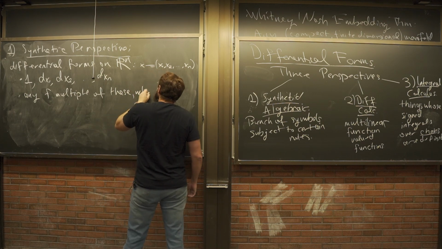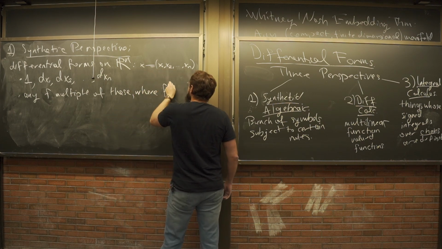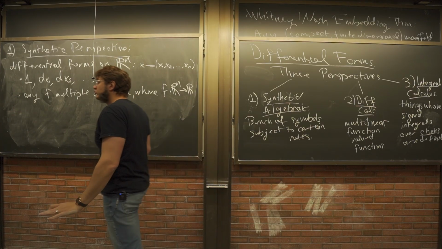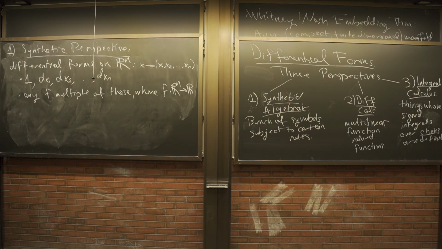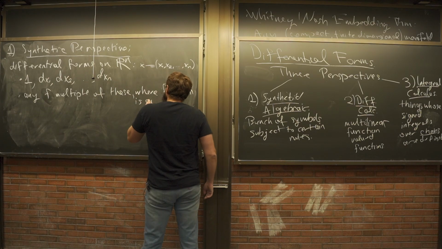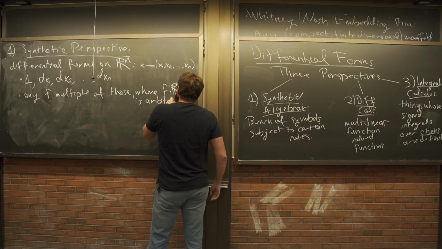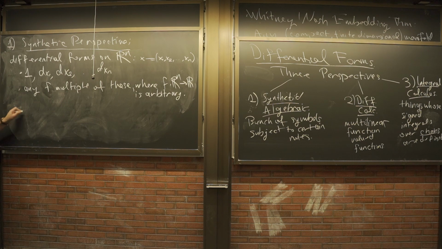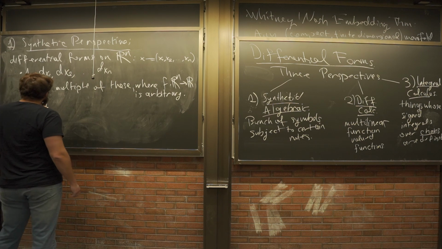So where f is some function defined on Rn, taking real values. It is arbitrary, though. You get to choose any function you want. You can take a bunch of functions, multiply each one of these using these functions, add them up. Now I'm going to write that. Any linear combinations of these.